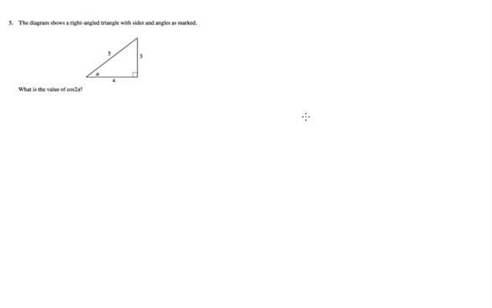This is question 5, 2012 Higher Paper 1. We're given a right angled triangle with an angle A, and we're told that it's a 3, 4, 5 triangle, and are asked to find the cosine of 2A.